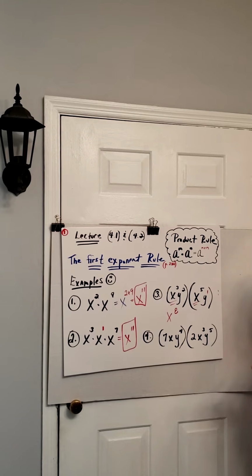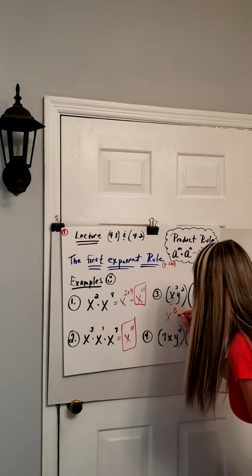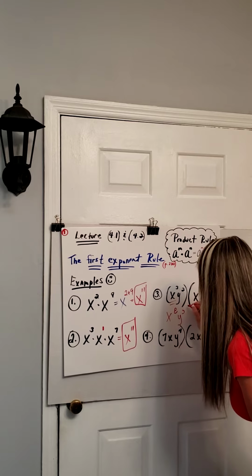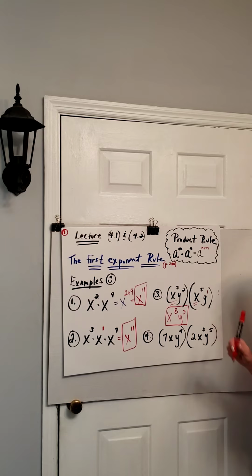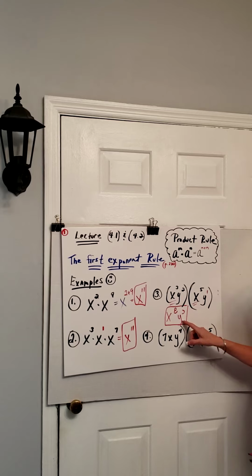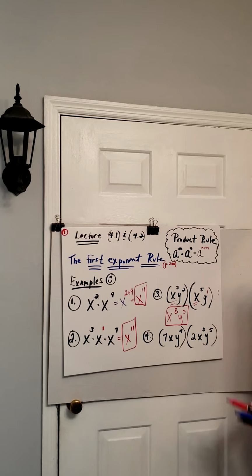Y squared times y to the 1st. Add them together, you get y cubed. Oops. I'm not used to writing with markers here. So my answer would be x to the 8th times y cubed, right? There'd be 8 of these times 3 of these, if we knew what x was, if we knew what y was. And again, the coefficient here is a 1 and a 1.